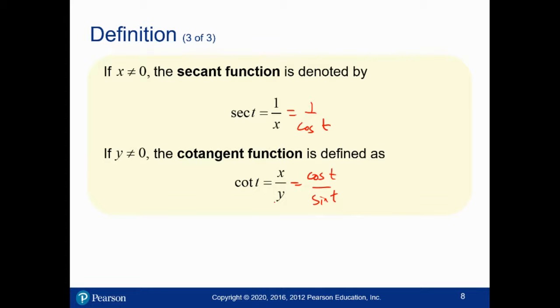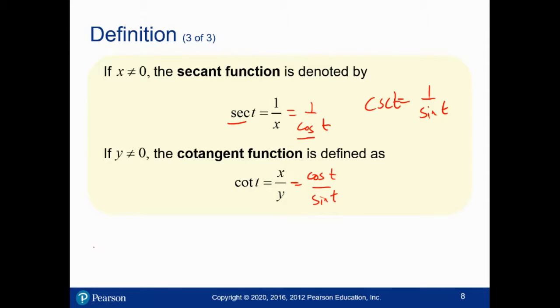The one thing to bear in mind, and I didn't come up with these terms, so I'm sorry. Secant is 1 over cosine. Cosecant is 1 over sine. So the co versus the one that doesn't have co gets a little mixed up. Secant is 1 over cosine. Cosecant is 1 over sine.